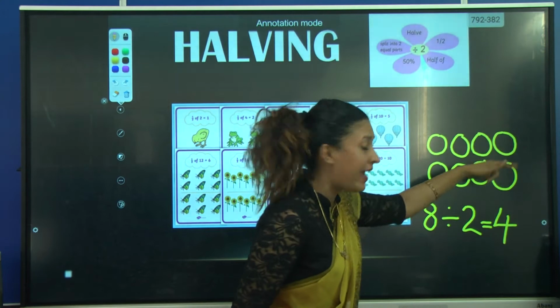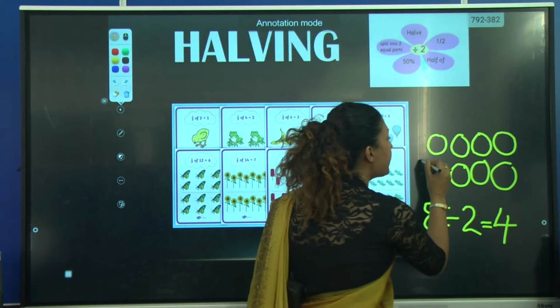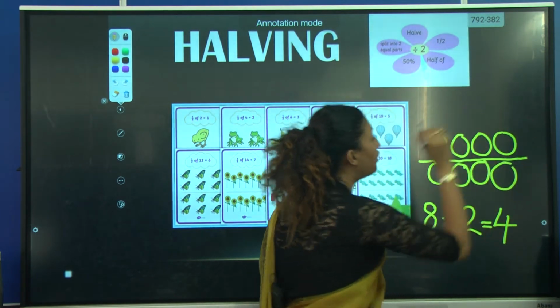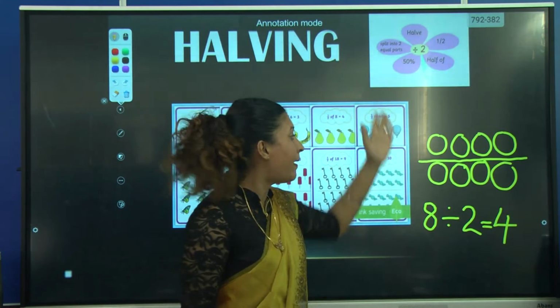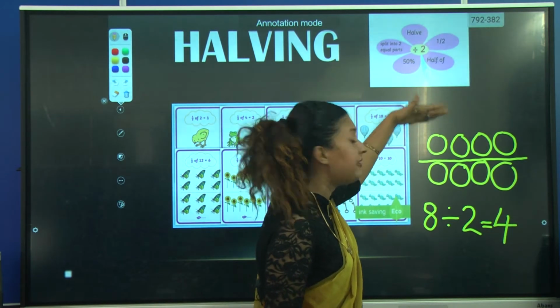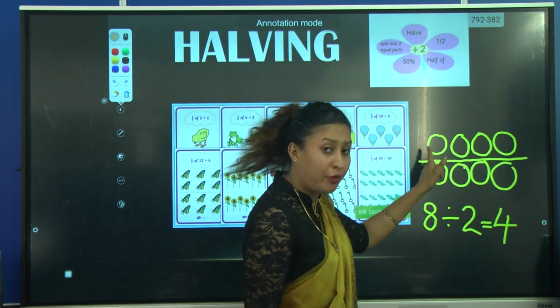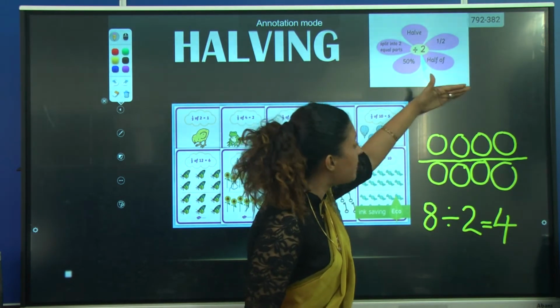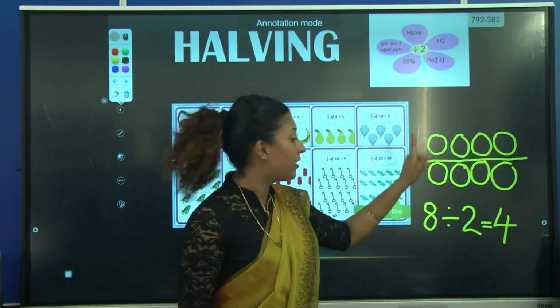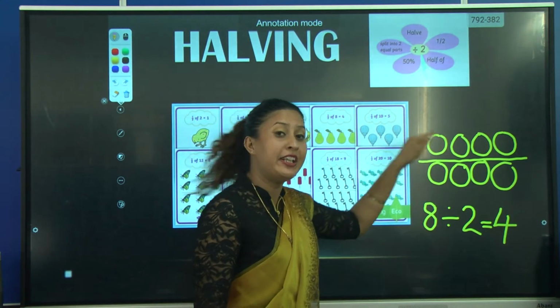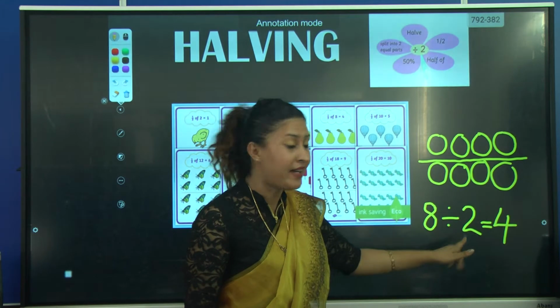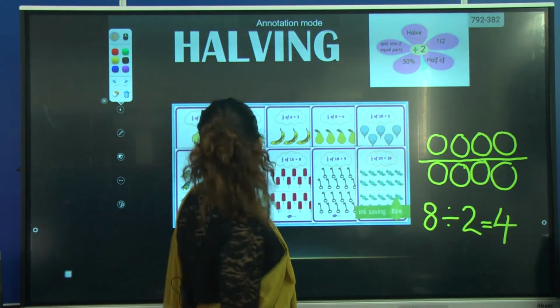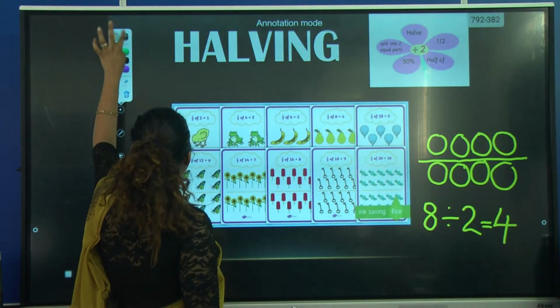See, I have 8 here, and when I split this into 2 equal parts, what is the number that I am going to get on one side? It's 4. 1, 2, 3, 4. So which means 4 into 2, how much then? It's 8. When you divide it into 2, what's the number you get? 4. Did you all understand what I just said?